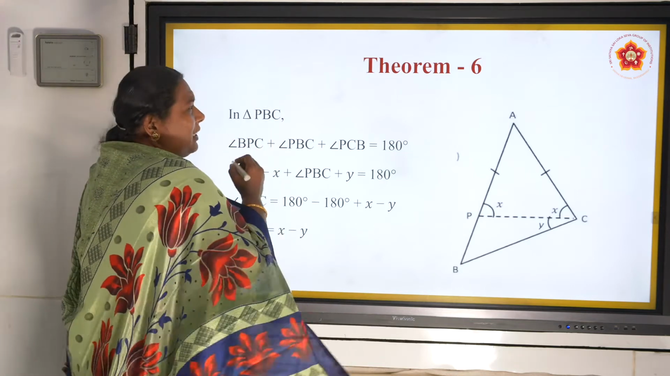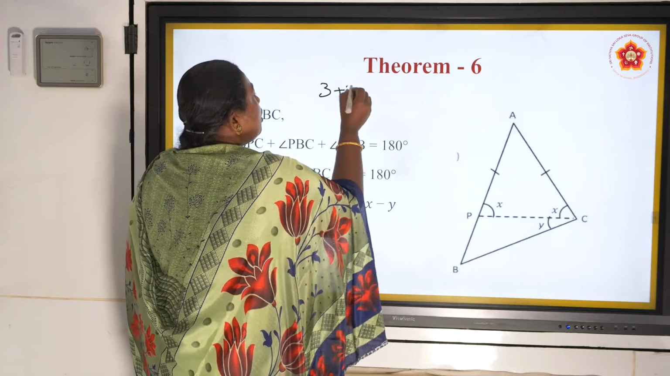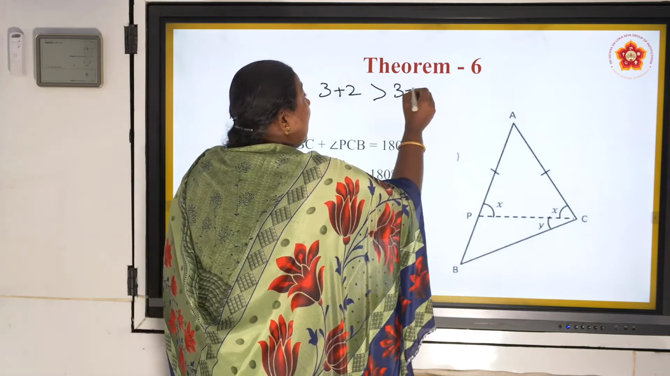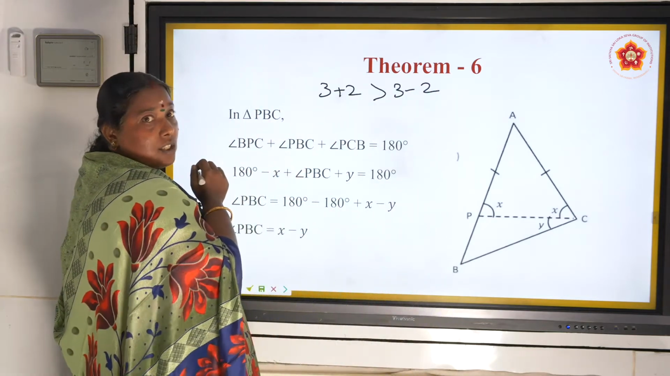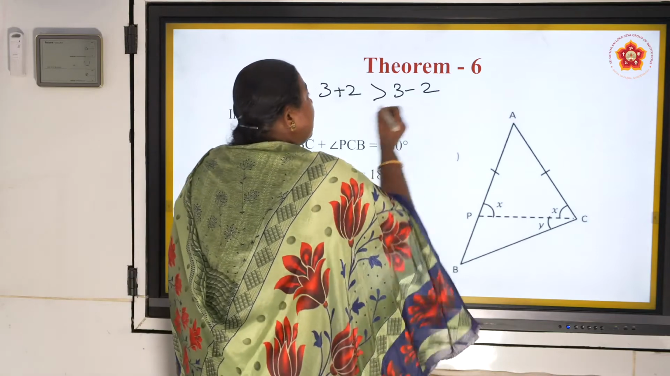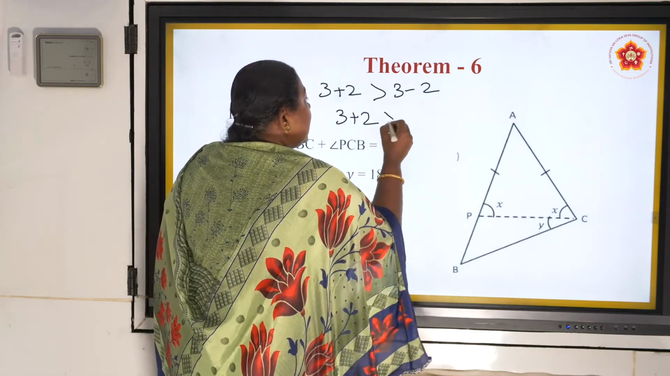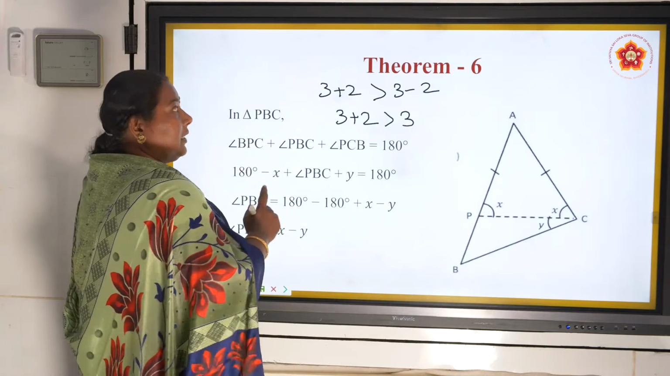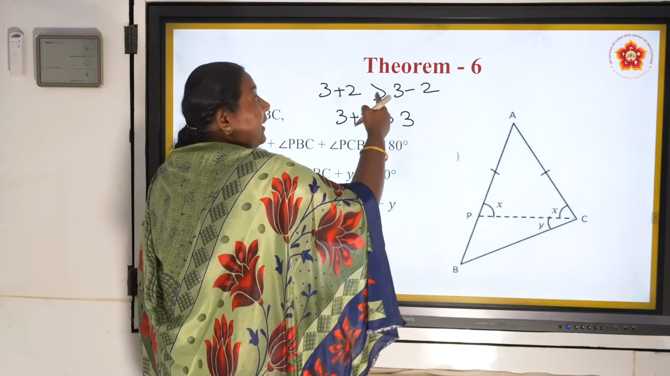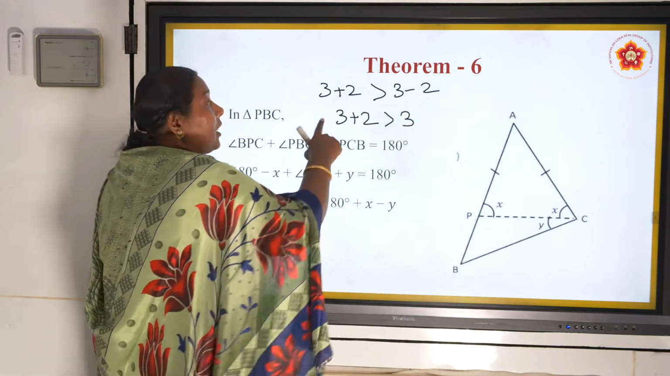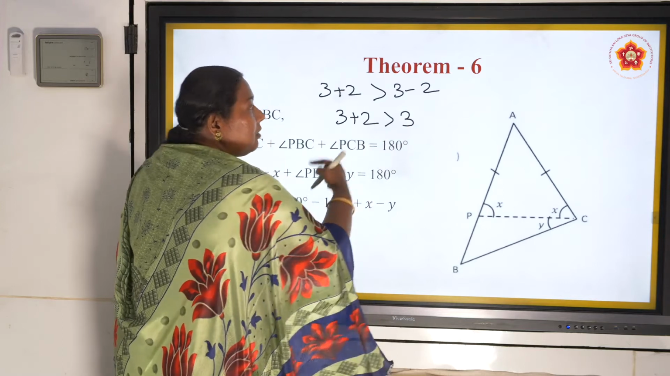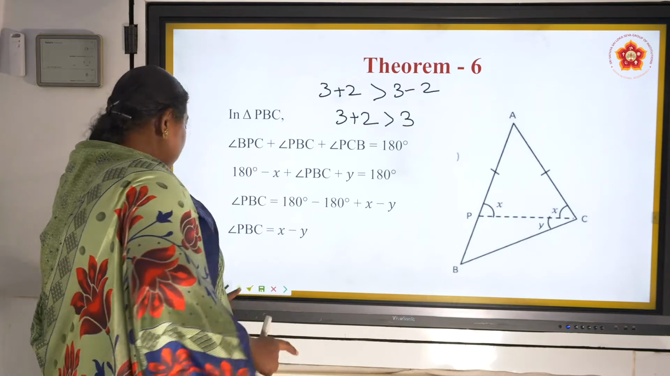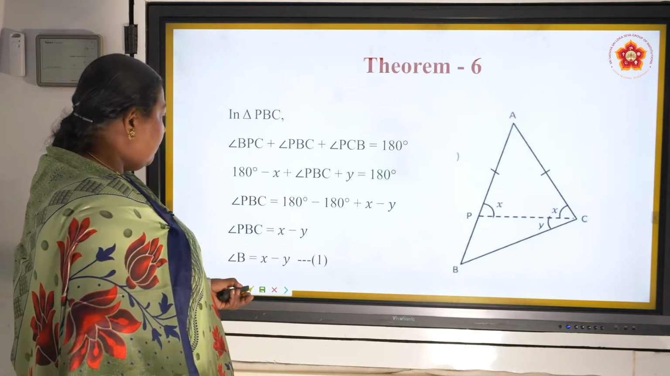Now, a normal thing: 3 plus 2 will always be greater than 3 minus 2. Is it right? And it will be greater than any one of these also. Do you agree with me? I'm telling 3 plus 2 is greater than 3 minus 2, and 3 plus 2 is greater than 3, and 3 plus 2 is greater than 2. Do you agree with me? The same concept we are going to use here.